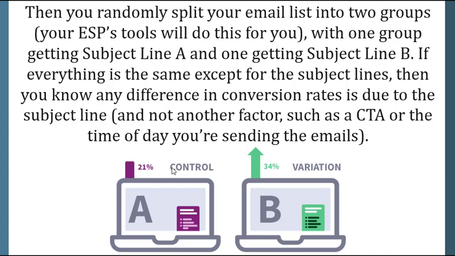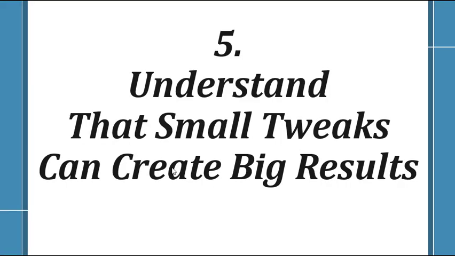Your email service provider's tools will do this for you, with one group getting subject line A and one getting subject line B. Now, if everything is the same except for the subject lines, then you know any difference in conversion rates is due to the subject line and not another factor such as the CTA or the time of the day you're sending the emails.